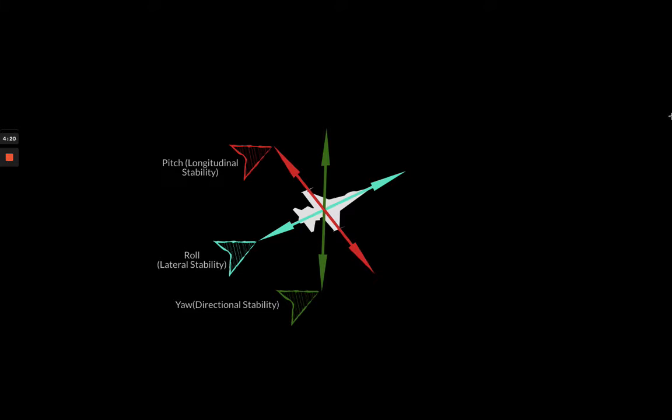Additionally, they do want you to know what three aspects affect a fixed-wing aircraft's center of gravity. Those three are pitch, which is the longitudinal stability, roll, which is the lateral stability, and yaw, which is the directional stability. As long as you know which ones they are, I think that you'll be all right to continue on.